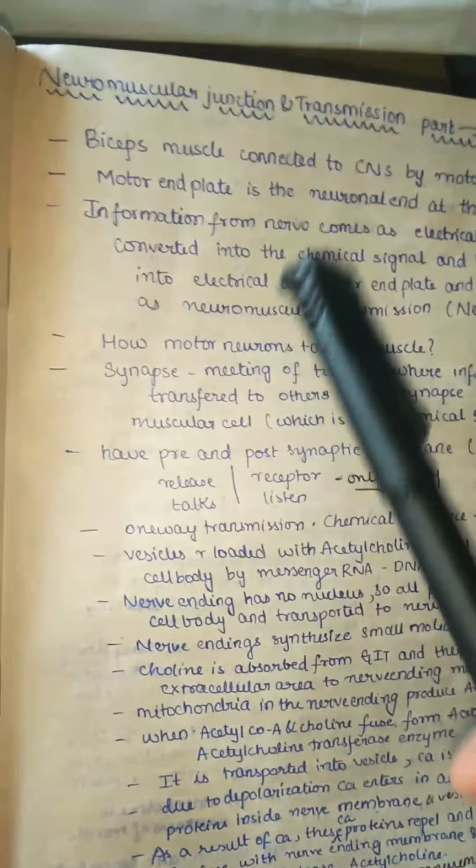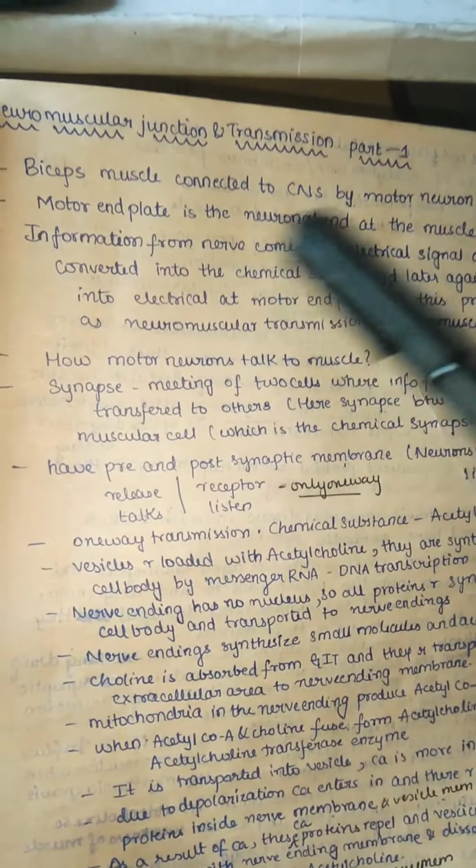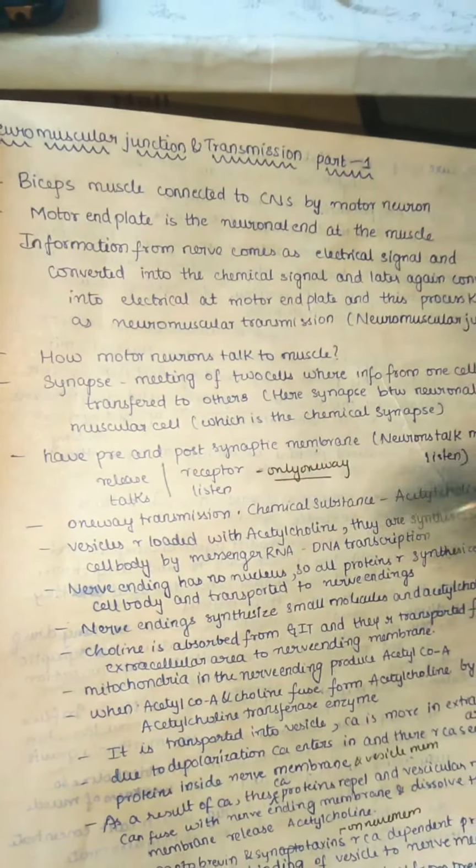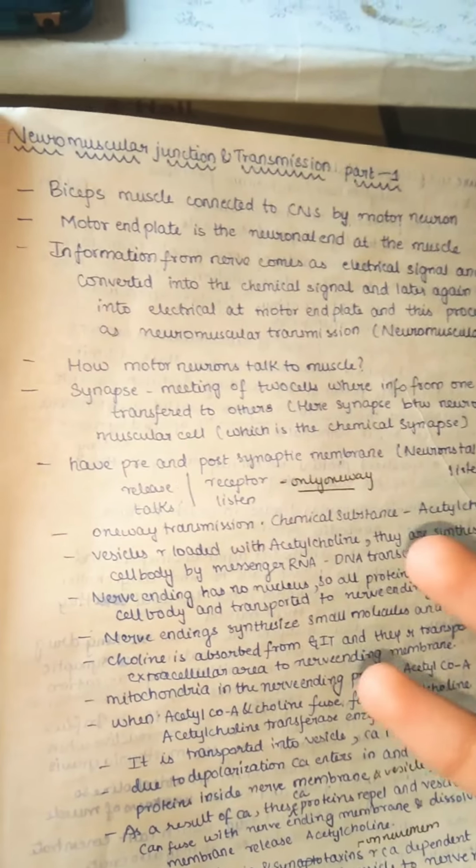Now we are going to start our neuromuscular junction and its transmission. Not only the biceps muscle, any kind of muscle is mainly connected to our central nervous system by means of a motor neuron. We have mainly two types of neurons: one is the motor neuron and the other one is a sensory neuron.